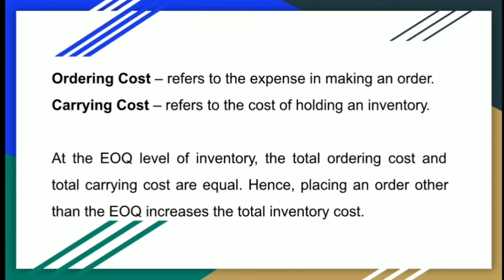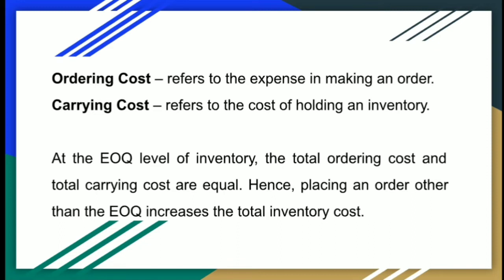The economic order quantity model has two elements, which are the ordering cost and carrying cost. First, what is ordering cost? This refers to the expense in making an order. So anything or any payment that the business pays in ordering an inventory item, those are called ordering cost.